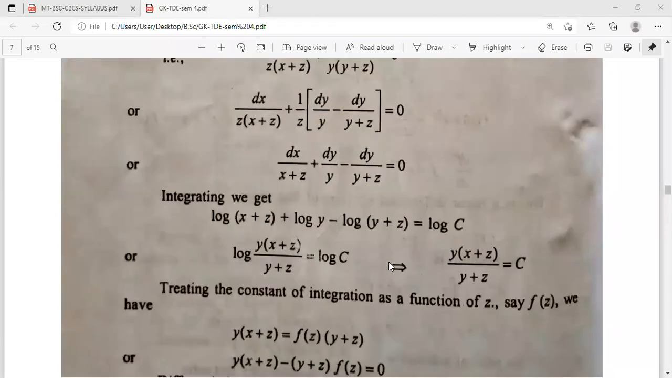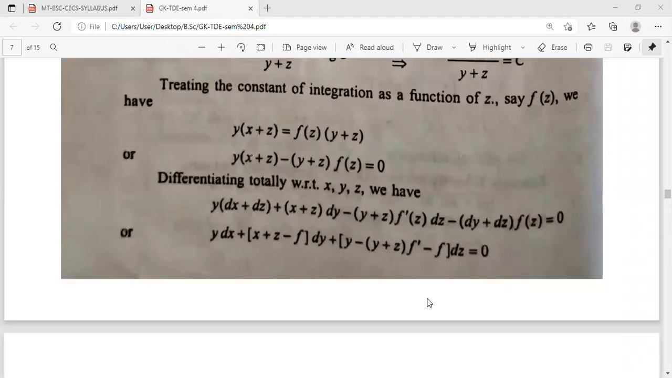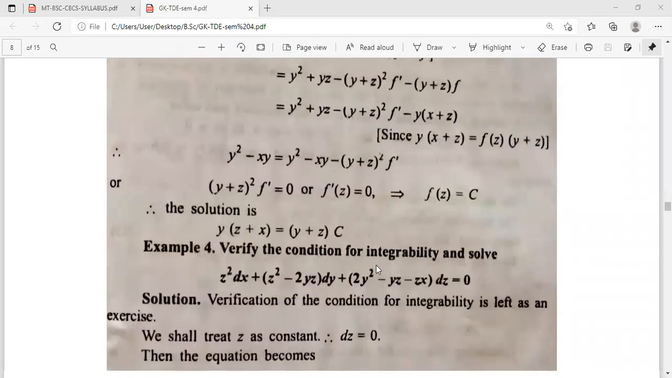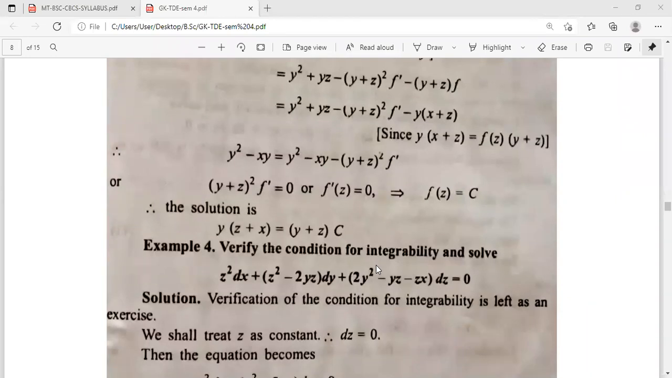That means here you see what you got: y into x plus z by y plus z equal to c. This c is replaced by f of z. That f of z is replaced by the value you got, f of z equal to c. That's why you are writing y into z plus x equal to y plus z into c. Okay, just substituting that value of f. That is the case that you got for the total differential equation.